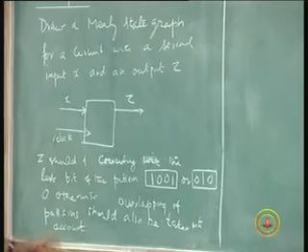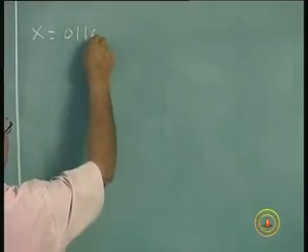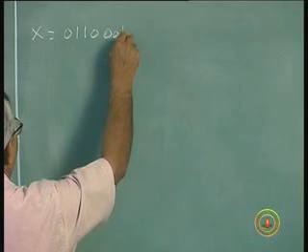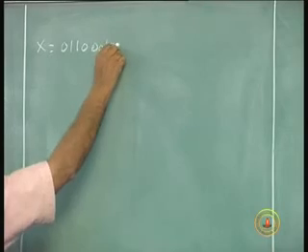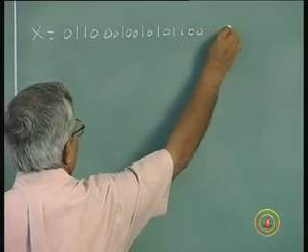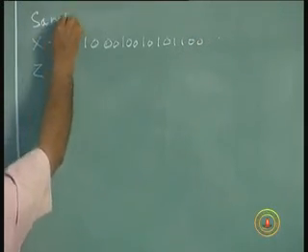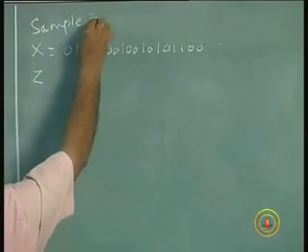So that means there is a series of bits 0 1 1 0 0 0 1 0 0 1 0 1 0 1 1 0 0 and it goes on like that. Sample input and output.